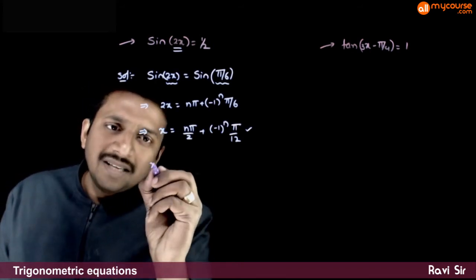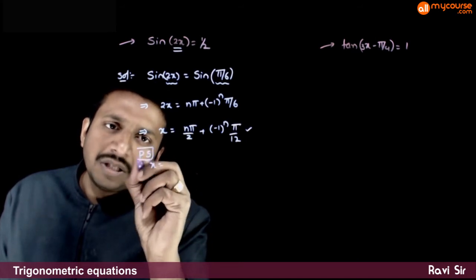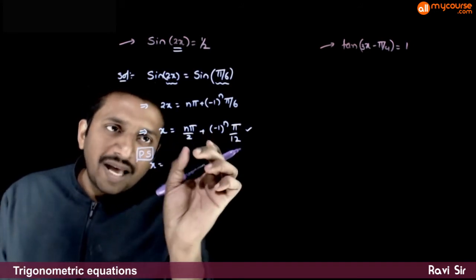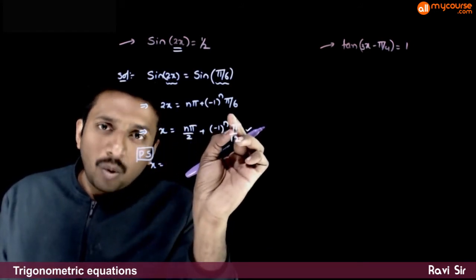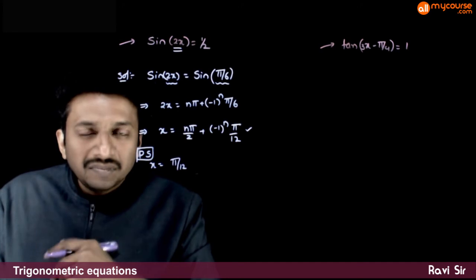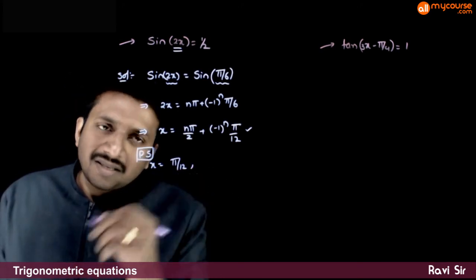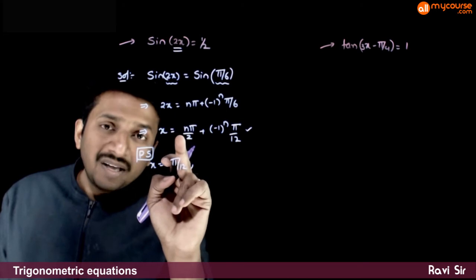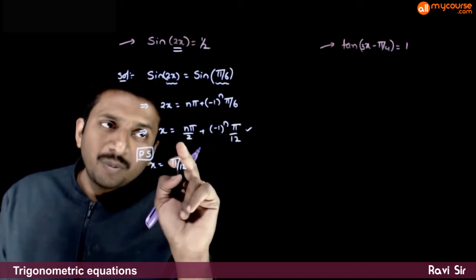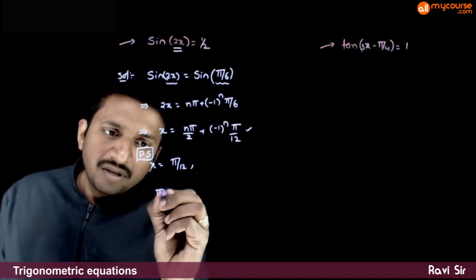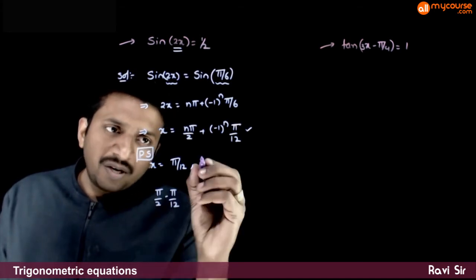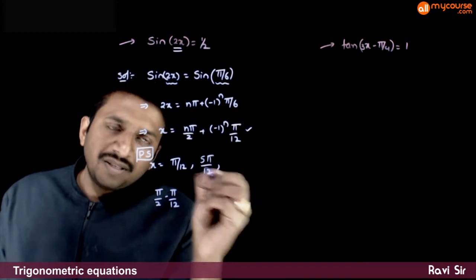So now if you want the principal solutions, I want the solutions from 0 to 2 pi. If you put n is equal to 0, minus 1 whole power 0 is 1 times pi by 12, which is in between 0 and 360 degrees. Next, if you put n is equal to 1, you have 1 times pi by 2 plus minus 1 whole power 1 is minus 1. So pi by 2 minus pi by 12 is 6 pi by 12 minus pi by 12, which is 5 pi by 12. This is the next solution.